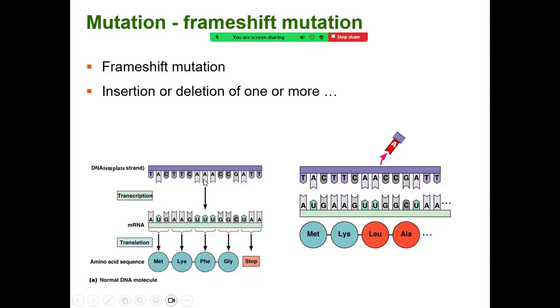So whenever you insert a number of bases that's a multiple of 3, which could be 3 or 6 or 9 or whatever, or you pull out a multiple of 3, it is not a frameshift mutation. It is a mutation, but it is not a frameshift mutation because you do not change the reading frame of the codons. Any question about that?